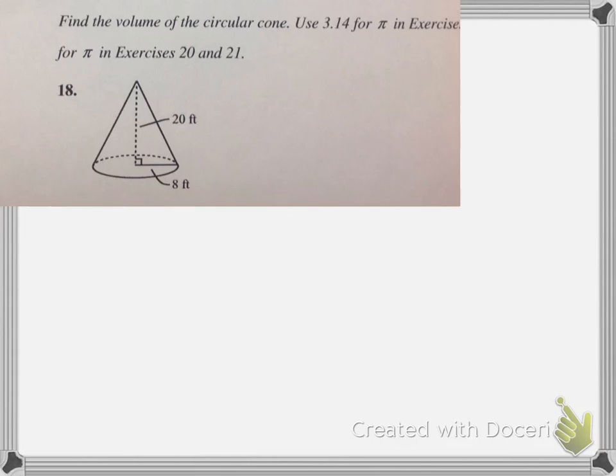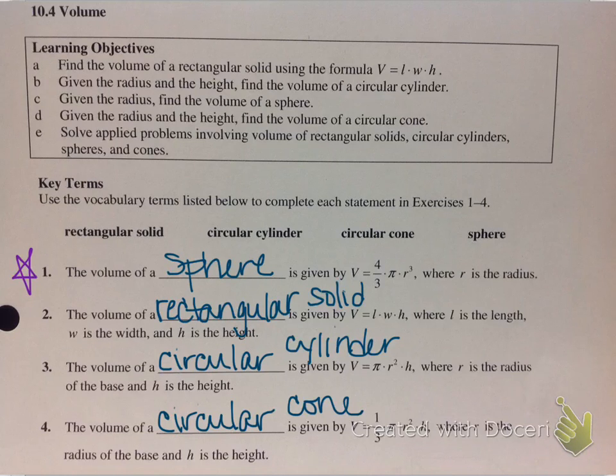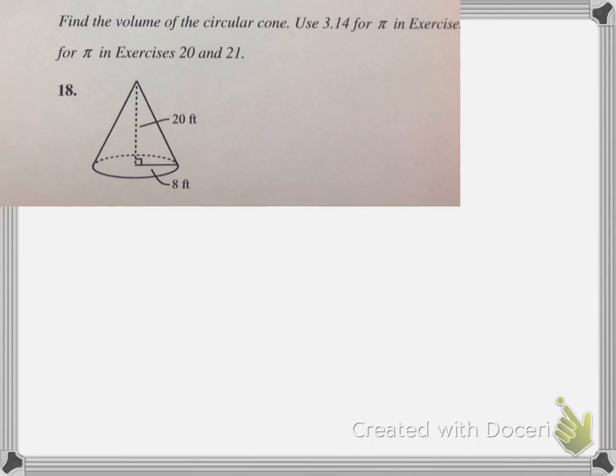Now let's look at a cone. Let's go back and see what our cone formula is. And it's 1/3 pi r squared h. So 1/3 pi r squared h.